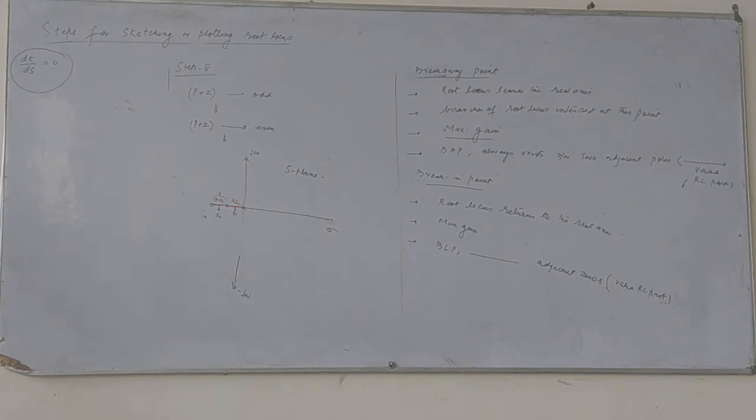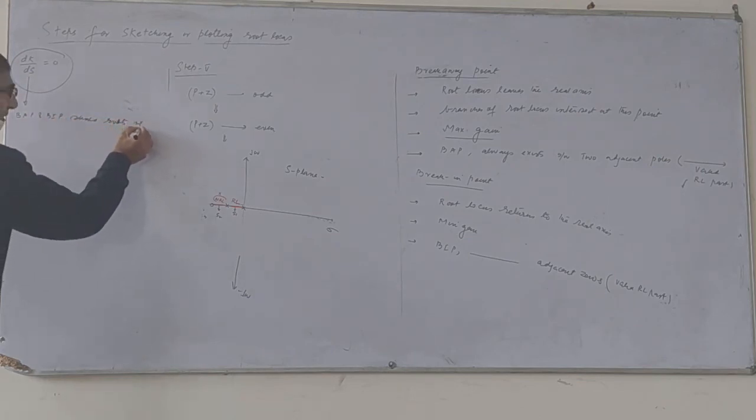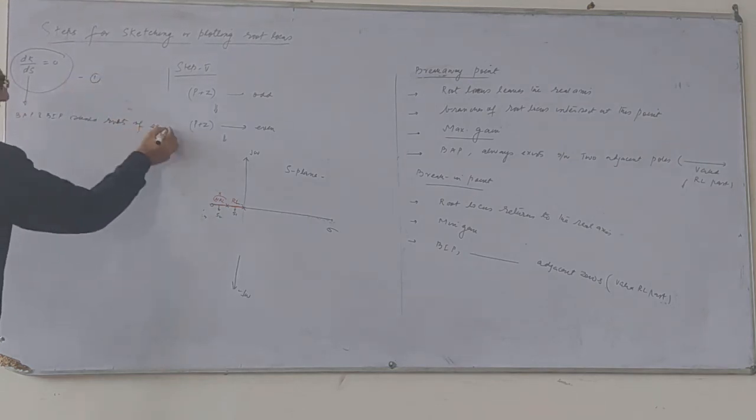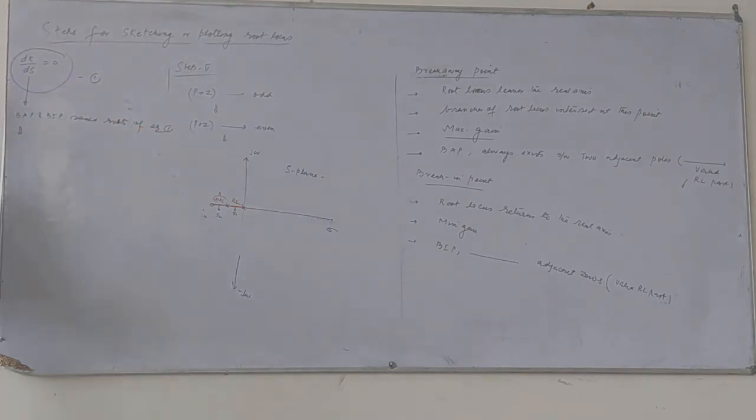Now what you are going to get is the roots. Definitely, if you are substituting it equal to 0, you are going to get some roots. Now, breaking or breakaway points should definitely be roots of this equation 1. But at the same time, all the roots of this equation cannot be breakaway and breaking points. This should be very clear. Why? What's the reason?